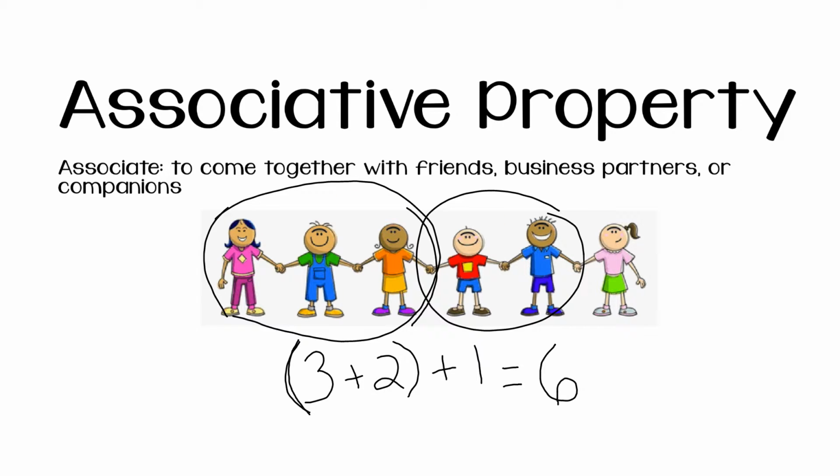And then we have this poor little girl off by herself. She's still on the playground. She's still a student in the class, but she's all by herself. Now, when we talk about the associative property, what we're talking about is grouping them differently. So instead of grouping them like this, let's group them a different way.